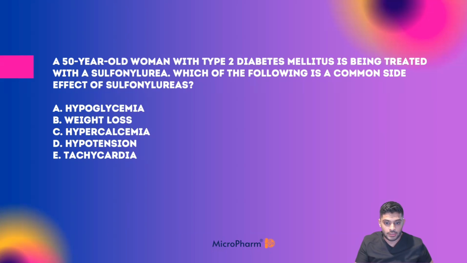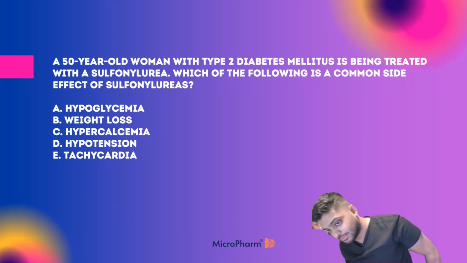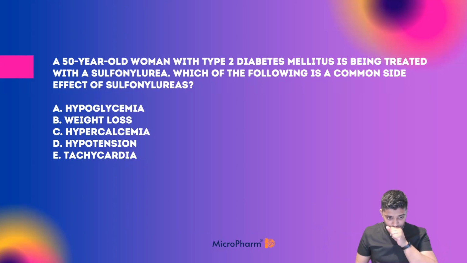Okay, let's share the responses from this. Sulfonylurea is the most common side effect associated with it, and what you want to be mindful of is the possibility of causing hypoglycemia. The reason for this is that sulfonylureas increase insulin secretion, and as a result can increase the risk of hypoglycemia.